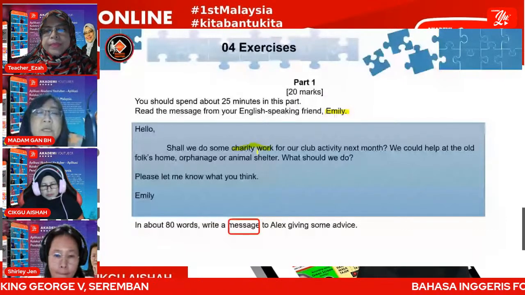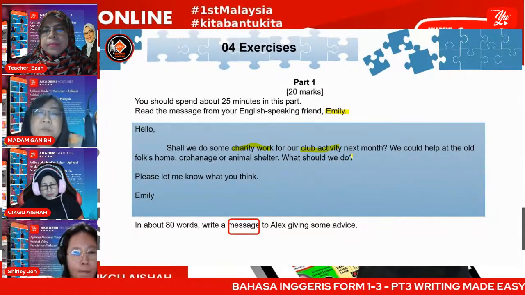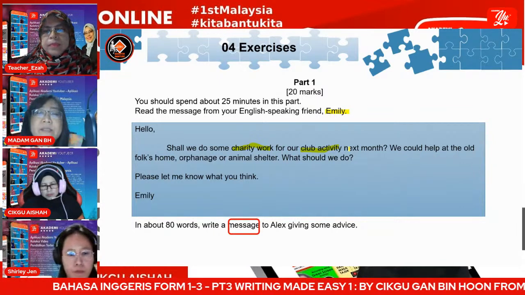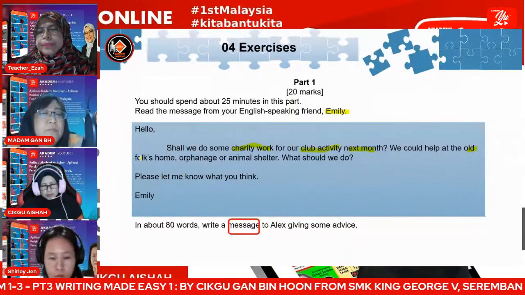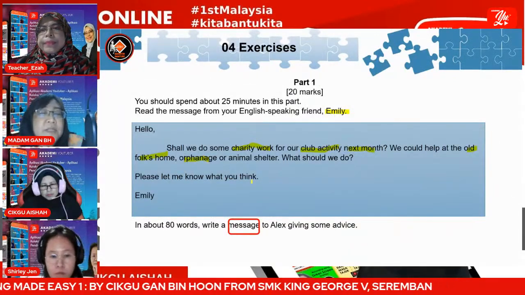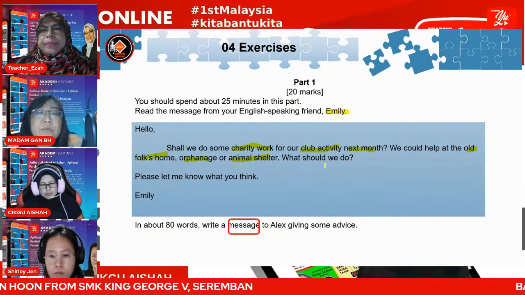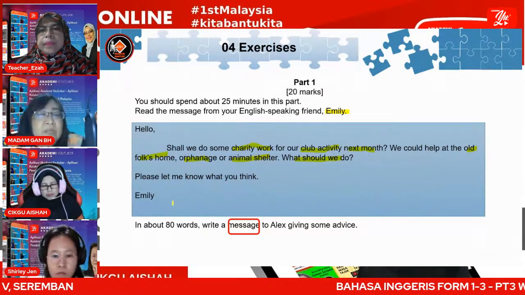So it is for a club. You can decide what club it is. You can create your own club. When is it? Next month. We could help at the old folks home, first choice. Second choice, you have orphanage or animal shelter. What should we do? So that's the question. What should you do? Please let me know what you think, Emily.